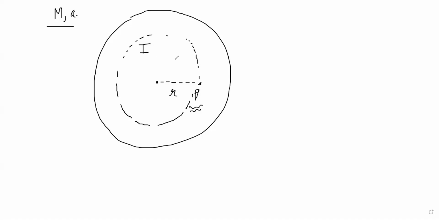This is portion one. Why can't we say that we had found for the shell that if the point P is inside, then it would just be minus GM by a?